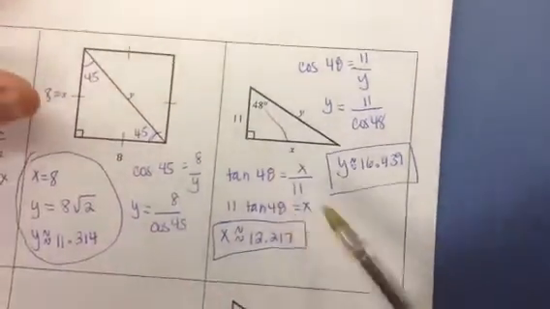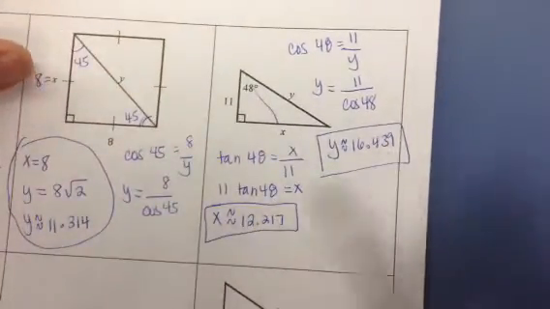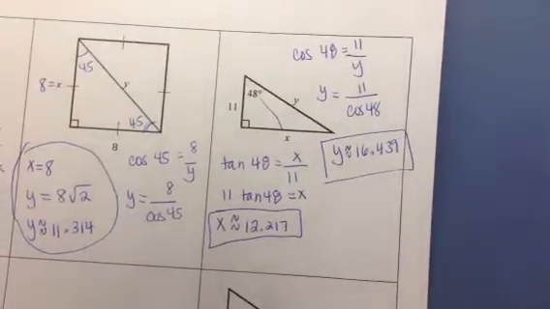Now, you could have also used the Pythagorean theorem once you found x to find y. You know, just if you do that, you're doing it with a rounded number, so you might get a decimal that's a little different than mine.